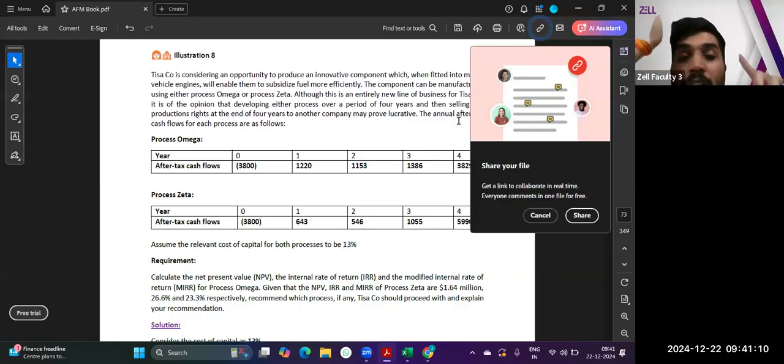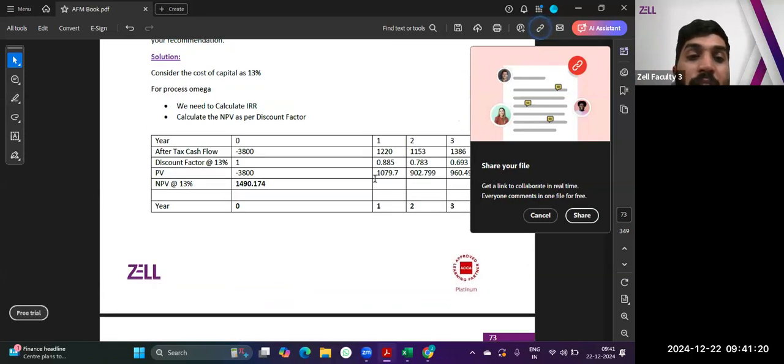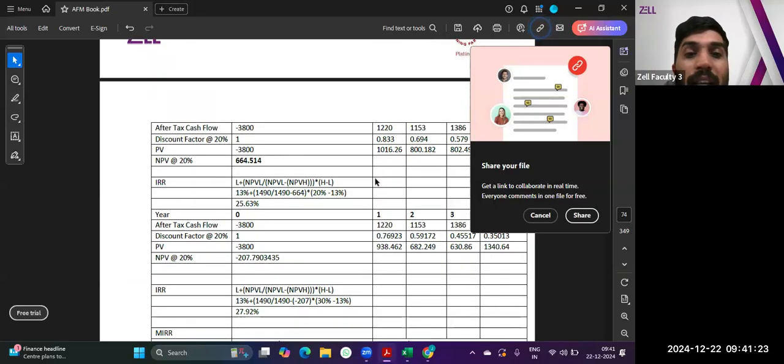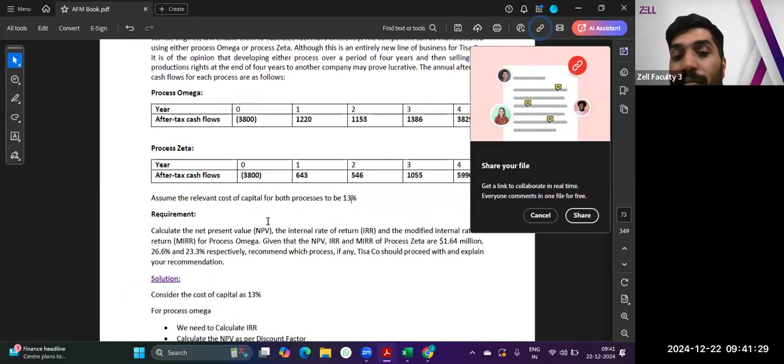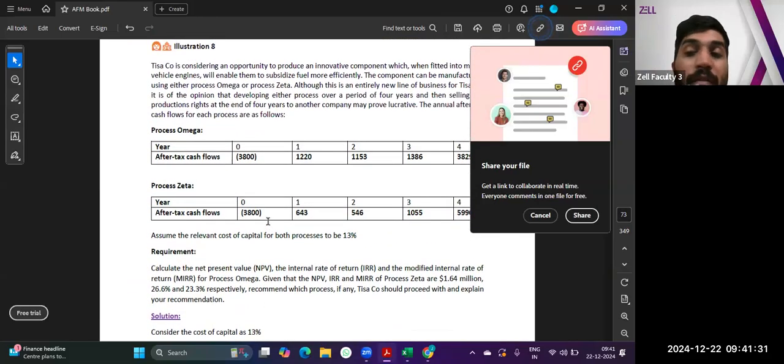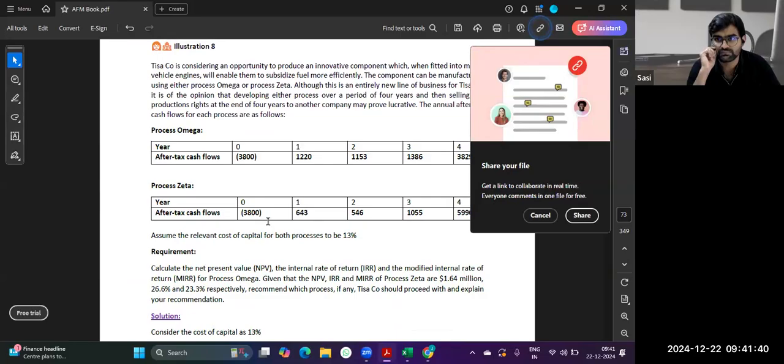Since we have done it, you need to calculate NPV. The cash flows are directly given. You need to find out present value. Cost of capital is given. You need to assume IRR and MIRR. For IRR, guys, the second discount factor in class, I want you to assume to be 20%. Okay, I want everyone to assume this. The first discount factor is 13%. The second discount factor, I want you to assume at 20%.